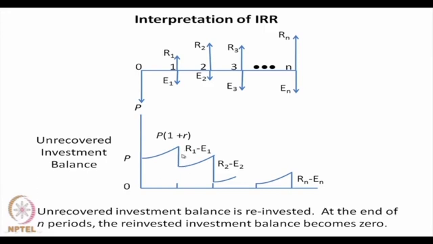So, the unrecovered investment balance is P into 1 plus R minus R1 minus E1, that means it drops to this. Again, it is assumed that it is reinvested for 1 year, and then again the net revenue is subtracted. Like that, this continues till at this point of time it becomes equal to 0. The value of R that results in the unrecovered investment balance to be equal to 0 is called the internal rate of return.